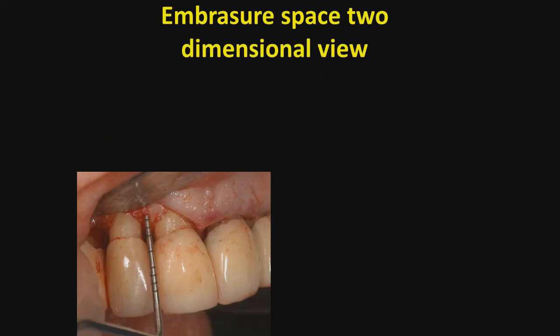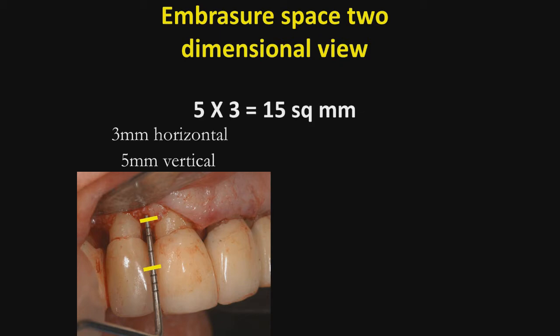Once we reflect the flap, then we see what the dimensions should be, because vertically from the crest of the bone to the contact point is going to be 5 millimeters, and at the level of the bone that dimension should be 3 millimeters. So in a two-dimensional view, the dimension of the papilla is 5 by 3 or 15 in the maxillary arch.